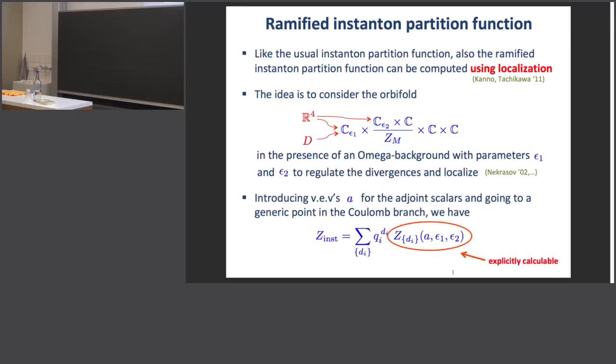I recall that in the ordinary Nekrasov-like calculation, you introduce the Omega background, so you deform the four-dimensional space-time by introducing two parameters, epsilon1 and epsilon2, which break the Lorentz group in four-dimensional space-time. And then if you introduce, for example, the vacuum expectation value for your scalar fields, you move in the Coulomb branch, then you will have the instanton partition functions, which are functions of these epsilons and these vacuum expectation values. Here, the story is similar.